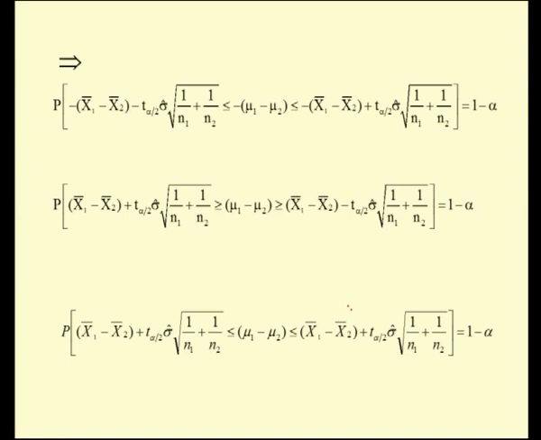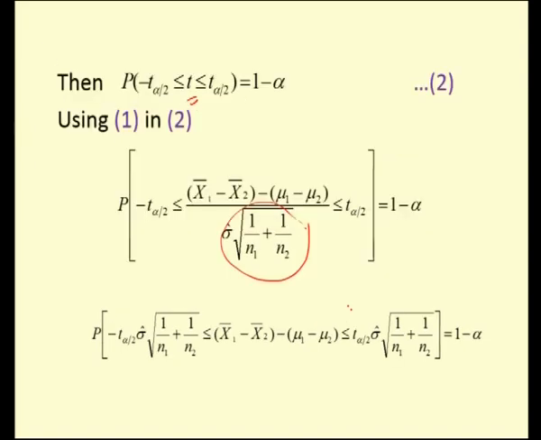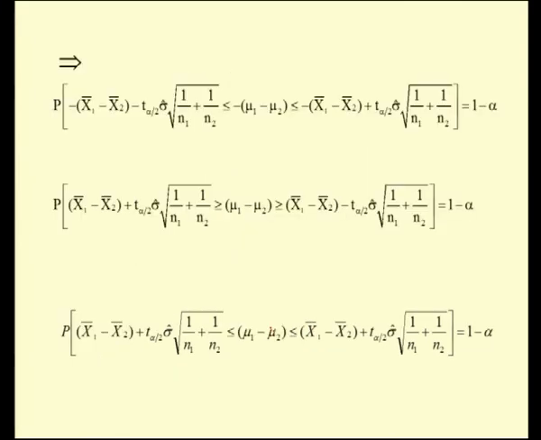Now, the next step we are going to perform is to subtract x1 bar minus x2 bar from the previous equation. The equation reduces to minus of x1 bar minus x2 bar minus t alpha by 2 into sigma cap of square root of 1 by n1 plus 1 by n2 less than or equal to minus of mu1 minus mu2, which is less than or equal to minus of x1 bar minus x2 bar plus t alpha by 2 into sigma cap of square root of 1 by n1 plus 1 by n2, which is equal to 1 minus alpha.